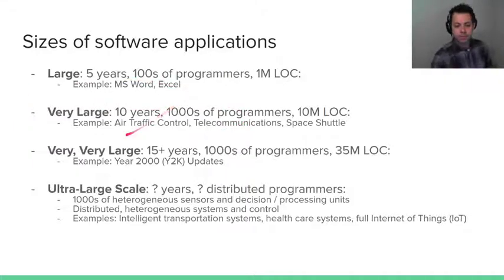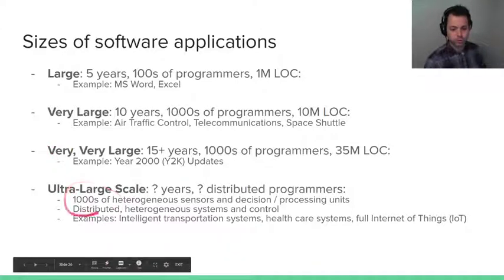Anyway, as we go up in complexity, thousands of programmers, 35 million lines of code, 15 years for a project. Y2K updates are a great example of this. Go through every bit of software that has a two-digit year code instead of a four-digit. You have a very large process here.